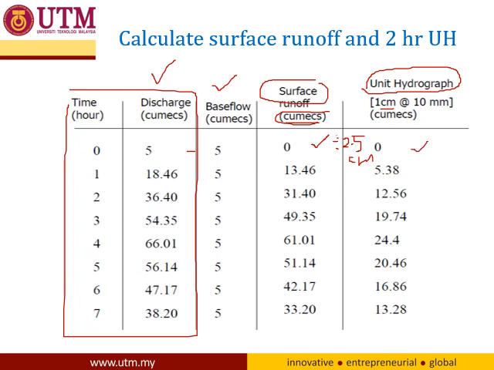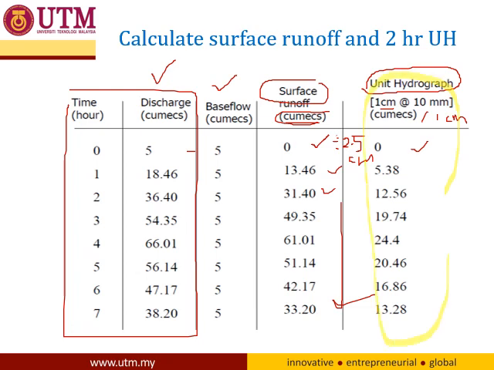So you get this unit hydrograph. That is why the unit for this unit hydrograph is actually Qmax over 1 centimeter, because you divide by 2.5 centimeter. Okay, so divide by 2.5, divide by 2.5 until the end. So now you will get this unit hydrograph.